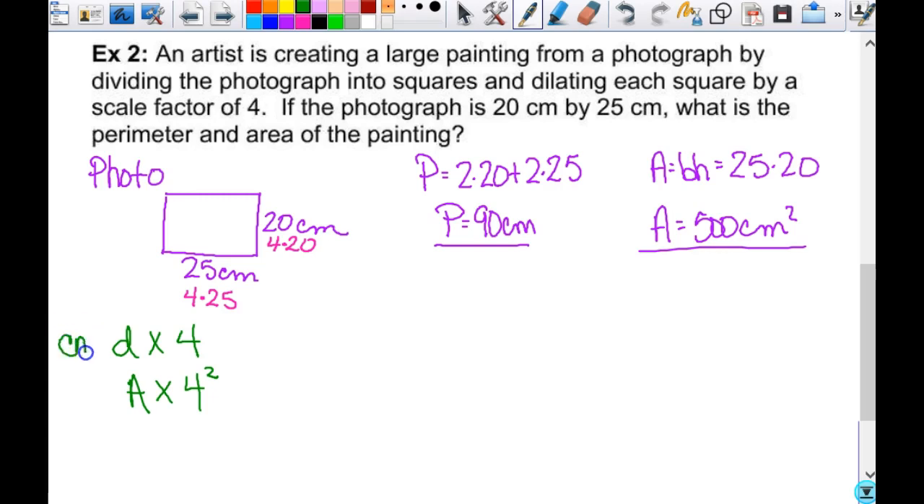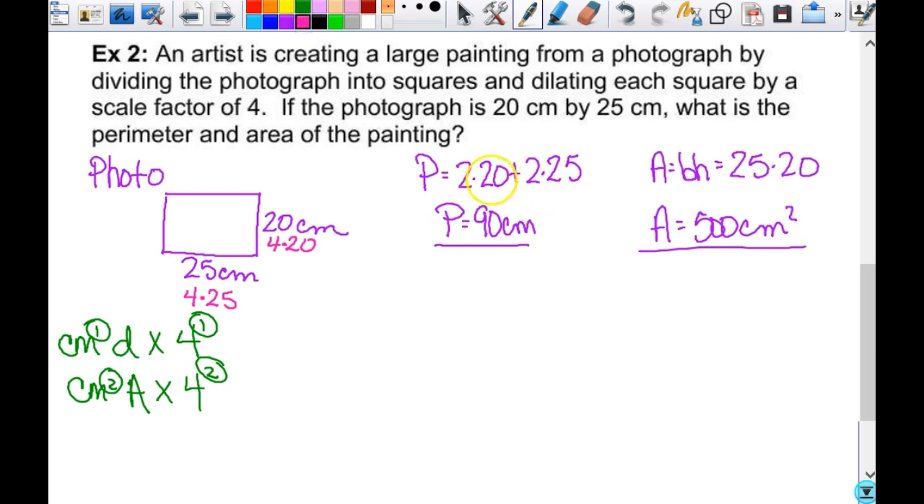Remember, it always matches the units. The units on the dimensions are centimeters, and so it's also in the perimeter. And area is centimeters squared. So this exponent matches this. Right? So if the dimensions get multiplied by 4, the perimeter gets multiplied by 4. Area does not get multiplied by 4. It gets multiplied by 4 squared.